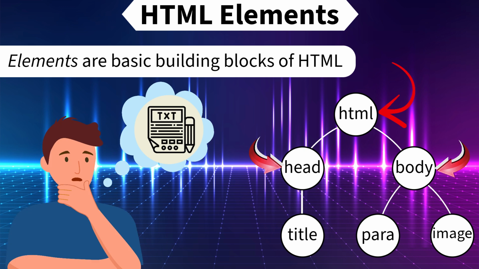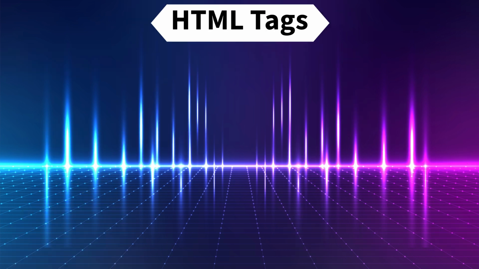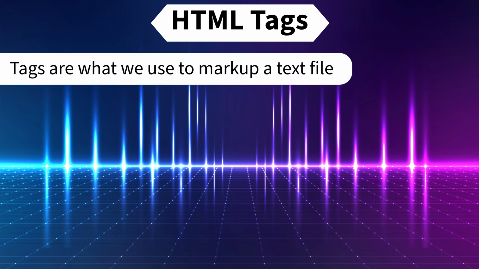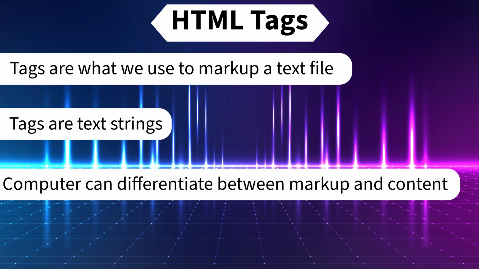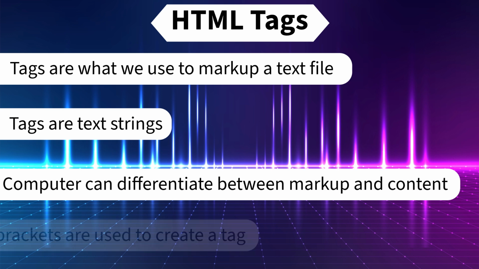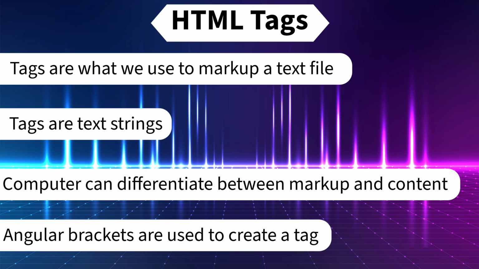But how can we actually represent such a structure in a text file? That's where tags come into the picture. These tags are used to mark up the text file. They are just strings that indicate to the computer where an element begins and where it ends. With this markup, computers can easily determine which parts of the text are markup and which parts are the actual content to be displayed to the user. As we discussed, we use angular brackets to create these tags.